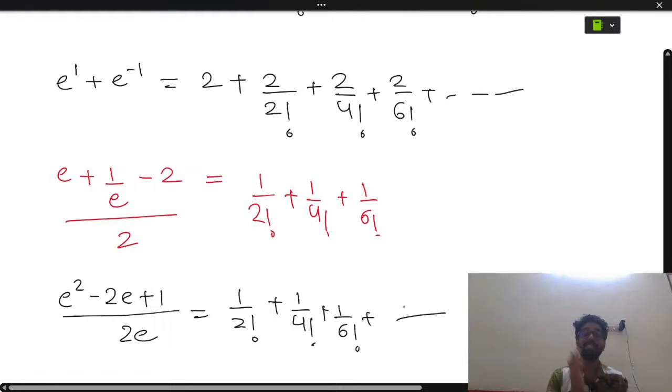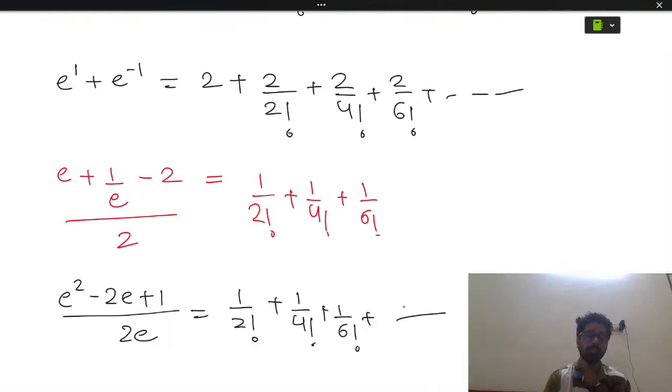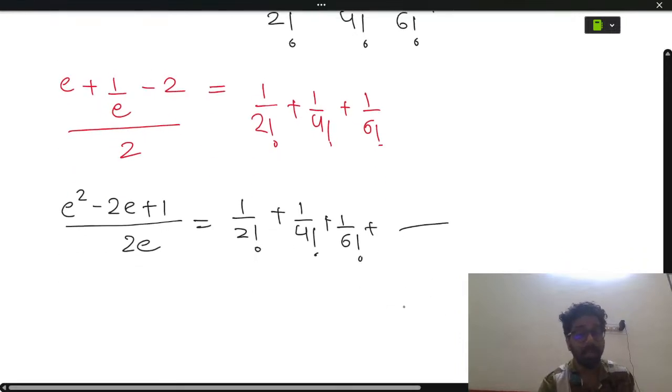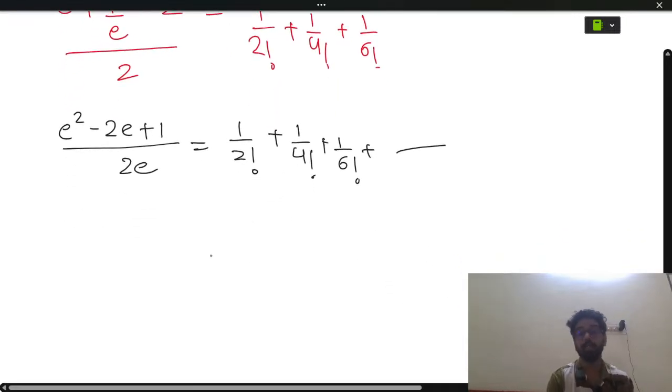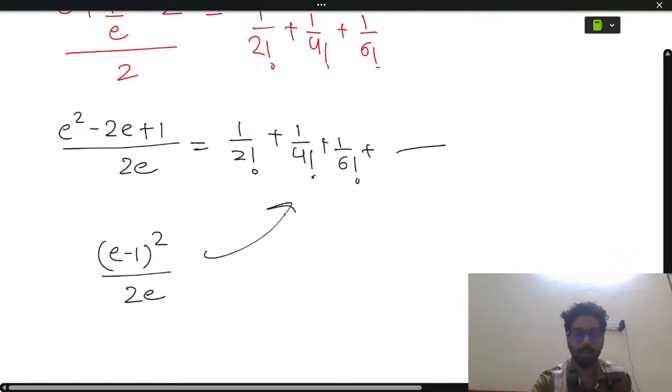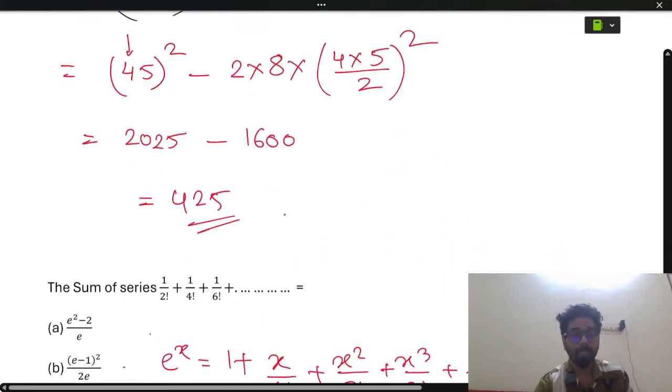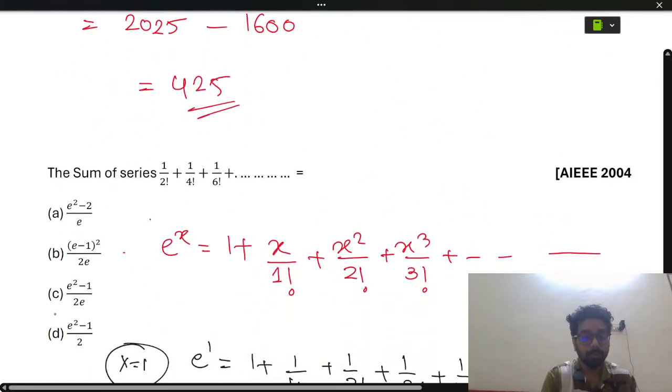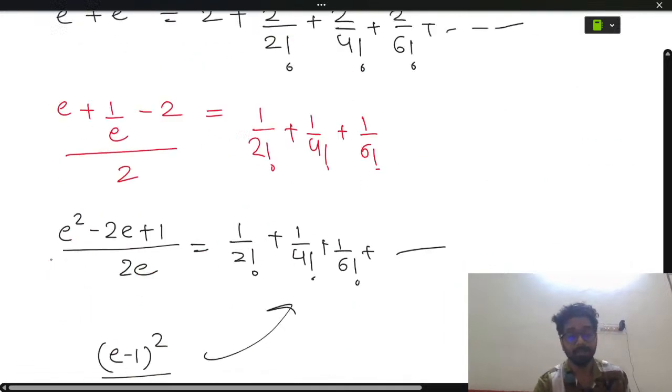So exponential series, Taylor series, Maclaurin series, there are many names for it, for different purposes, but these series you should memorize. I repeat again, in limits sometimes it will be used. So from here we can say it's (e minus 1) whole square by 2e is our answer. I hope it is clear for all of you. So our answer is option B. It's very important, guys.